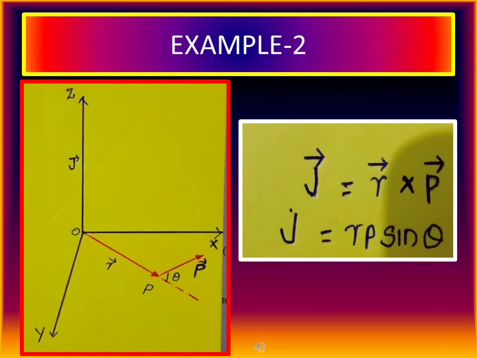Example number 2. Suppose there is a particle P of mass m whose position vector is vector r with respect to the origin. Let vector p be the linear momentum of the particle. Then the angular momentum vector J of the particle about the origin is defined as the vector product of vector r and vector p. That is, vector J is equal to vector r cross vector p, and its scalar magnitude is J equals rp sin theta, where theta is the angle between vector r and vector p.